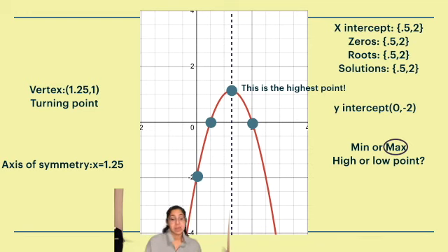Your range, which we are not going to do on this graph because I'm really focused on these newer key features for today. Your range on this graph would typically just be the y value of your vertex. So for this one, it would be y is less than or equal to 1. And that would be it.